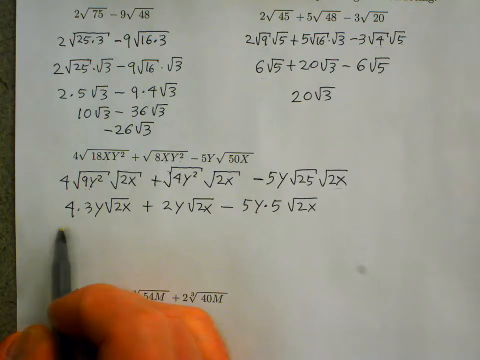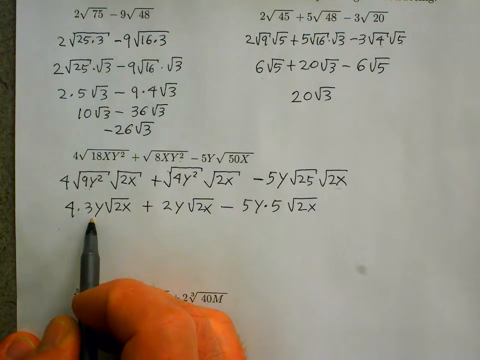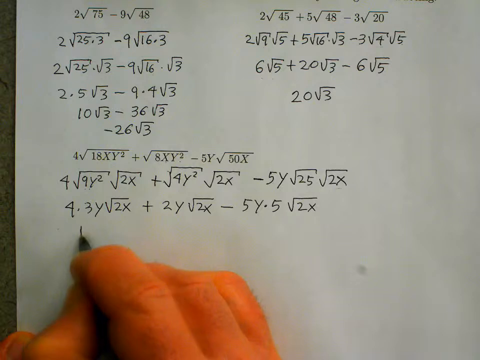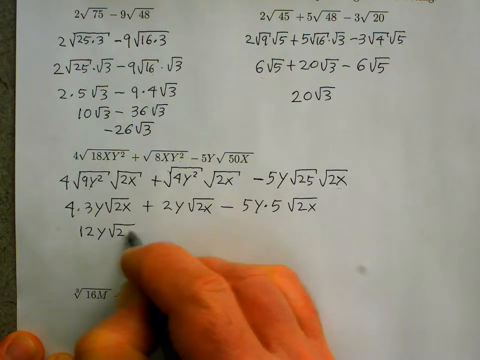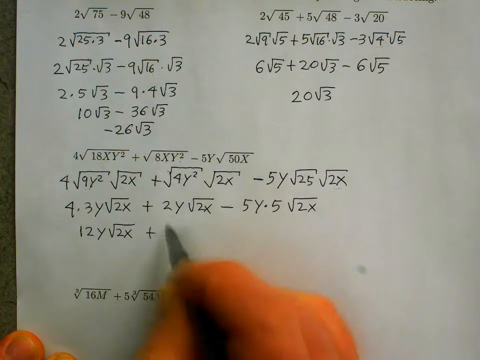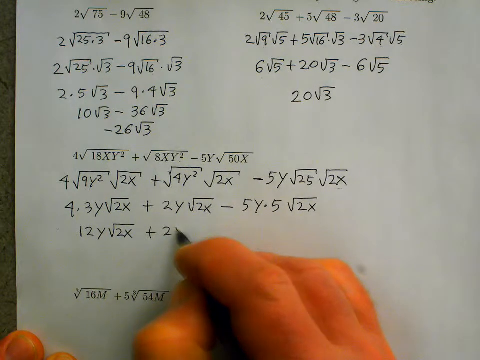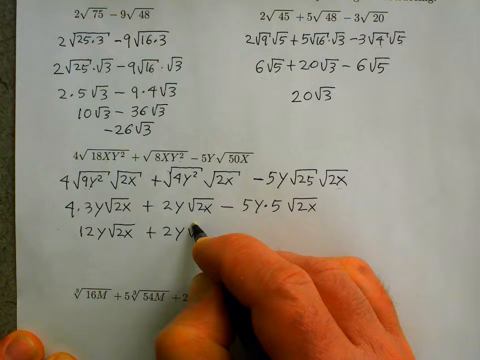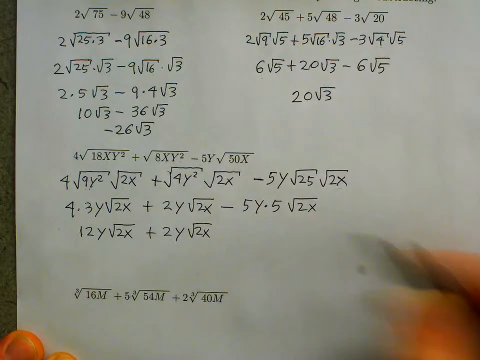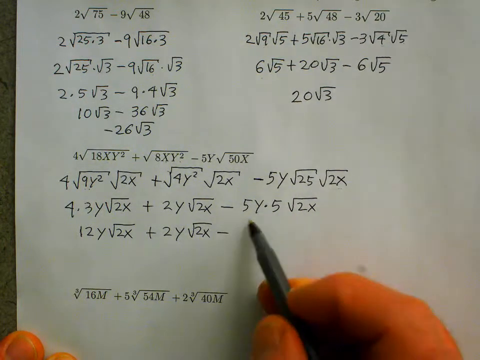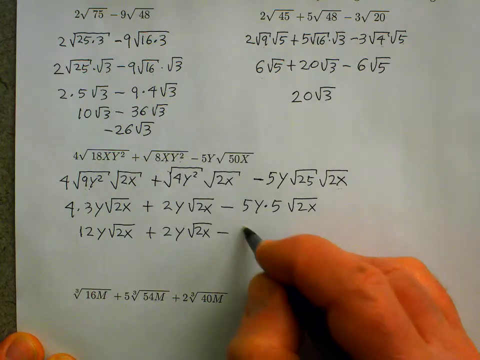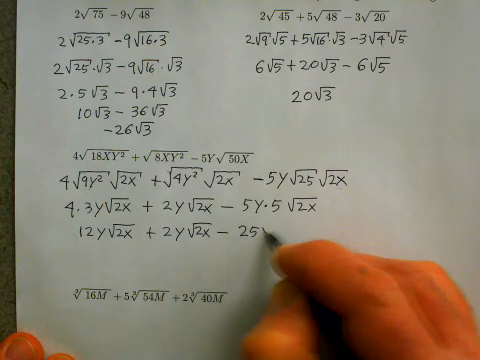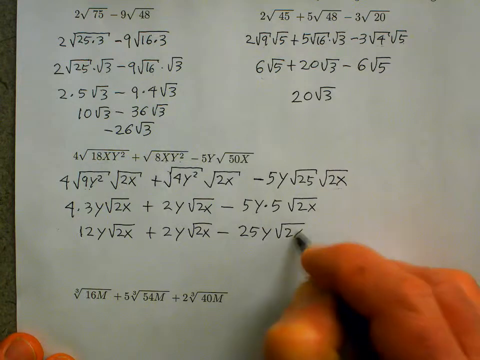Okay, in the next step, 4 times 3y times the square root of 2x becomes 12y times the square root of 2x. The middle term stays the way it is for now, plus 2y times the square root of 2x. And then minus 5y times 5 times the square root of 2x is minus 25y times the square root of 2x.